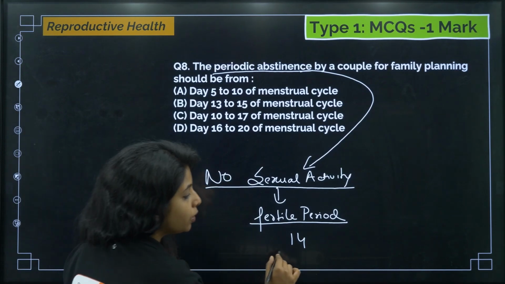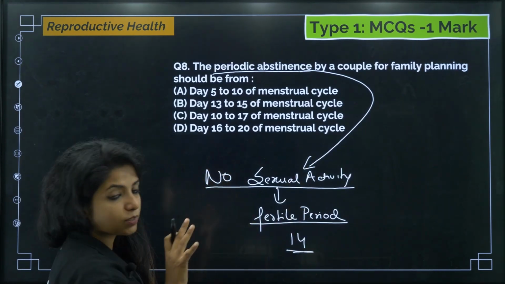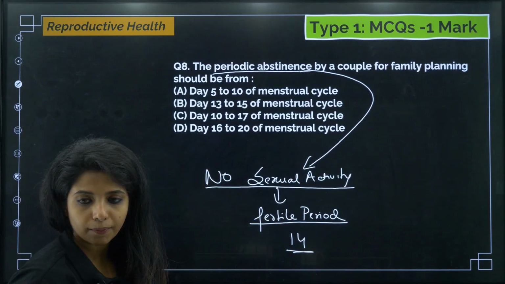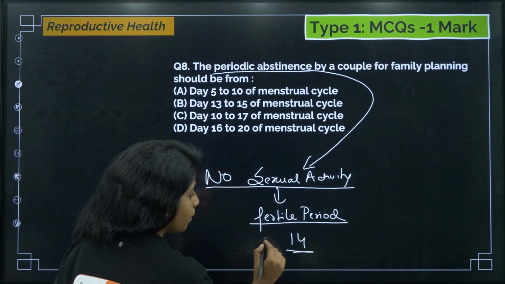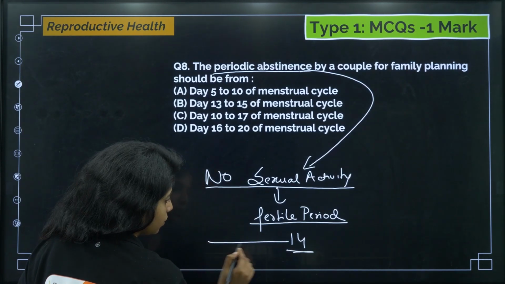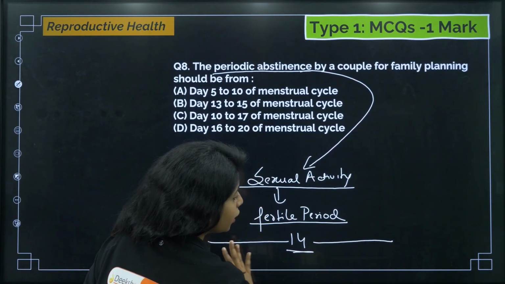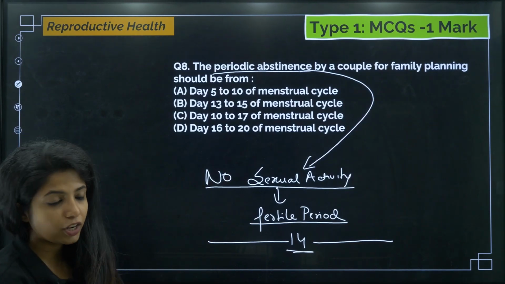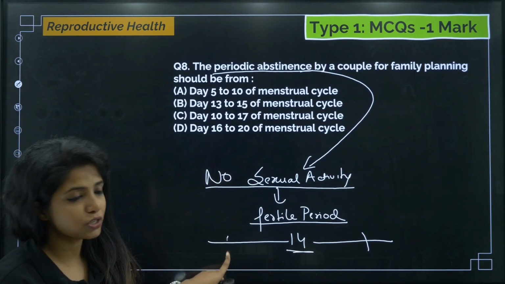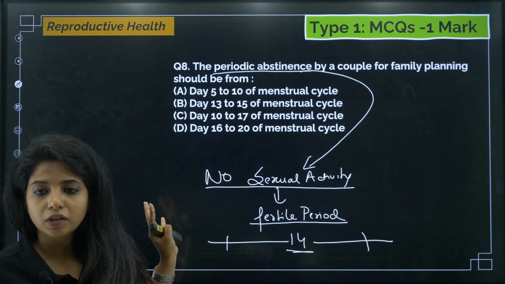On the 14th day of the cycle, the ovulation takes place, and that's when the Graafian follicle ruptures and gives out everything. So for some women, what will happen? This could be shifted to this side, this could also be shifted to that side. So we cannot expect anything over here. Ovulation can happen on this day also, on this day also. So better not do sexual activity during these days.